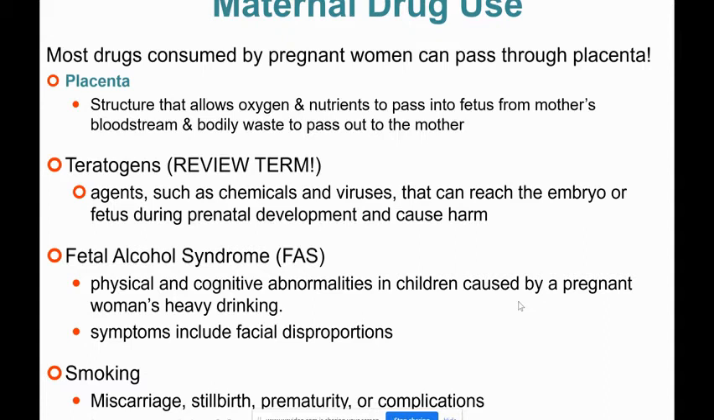Some effects of fetal alcohol syndrome are low birth weight, stunted development, underdevelopment of the brain, and certain parts of the face can be disproportionate, especially around the upper lip. Sometimes you get a cleft lip as a result of FAS.